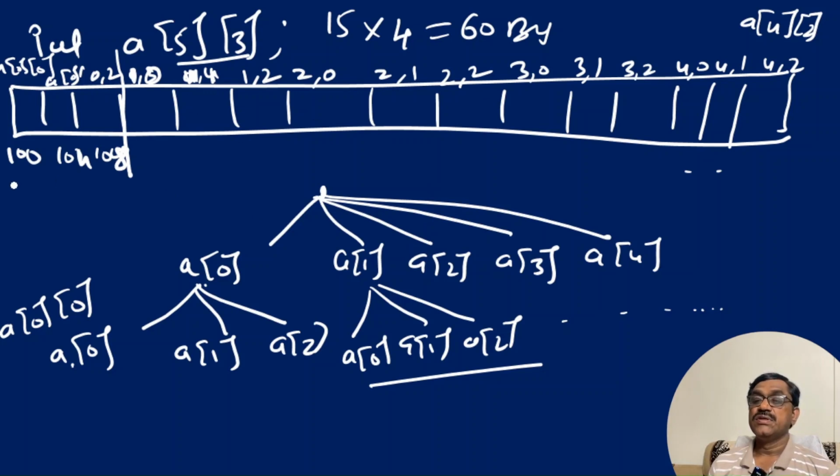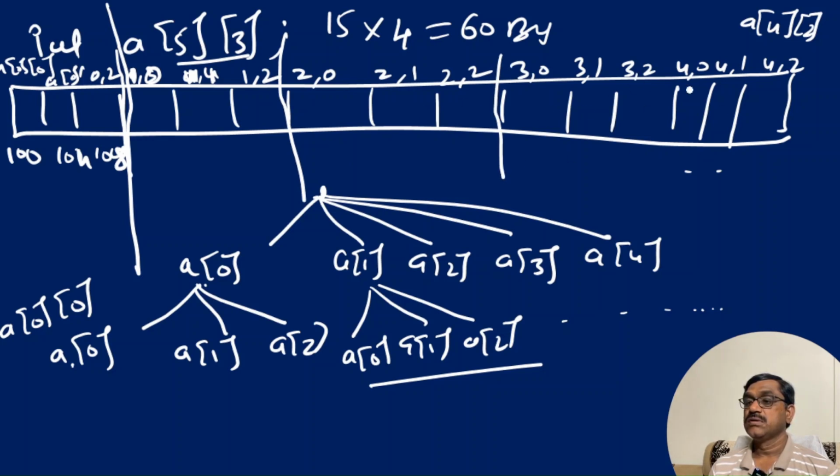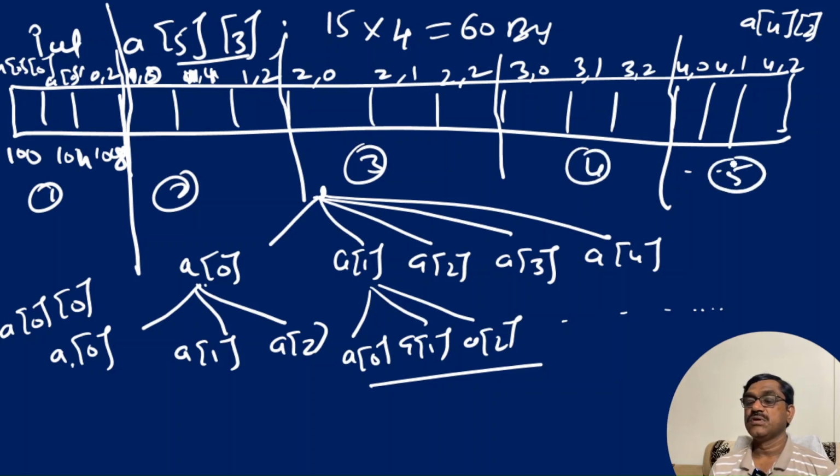These are the memory locations. See here, this is one part, 3 and 3 I'm dividing. This is the second part, and this is the third part, and this is the fourth part, and this is the fifth part. So here 5 parts are there. One dimension is 5. 5 means we write 0, 1, 2, 3, 4. So in 0, we have again 3. That means in 0, we have again 3 memory locations, right?